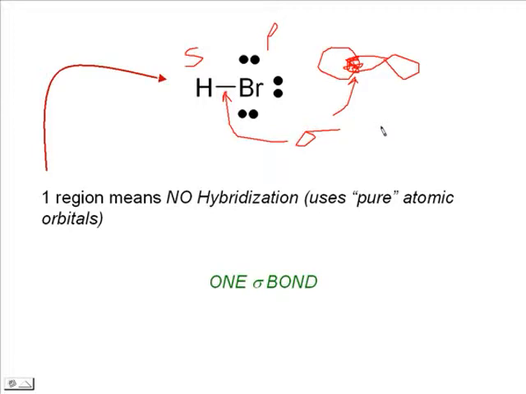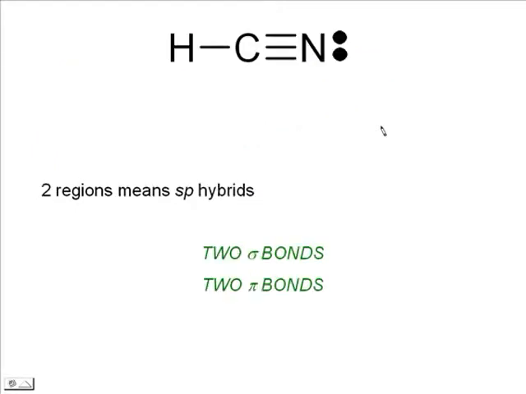Remember, we're not doing anything with lone pairs. This is all about how the bonds are being formed. So this is going to be an example of a molecule that would have one sigma bond for the entire molecule, and it's just using the atomic orbitals. There's no hybrids here.